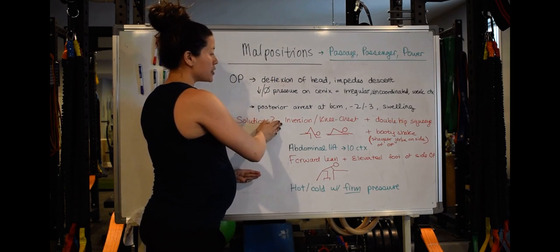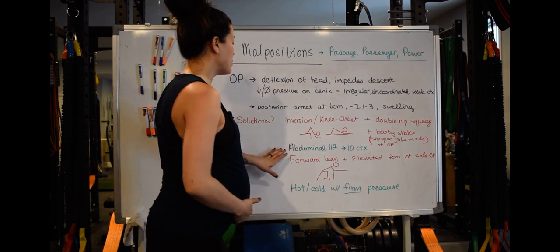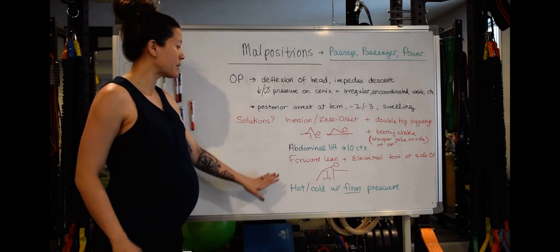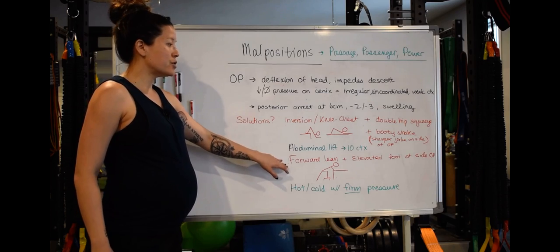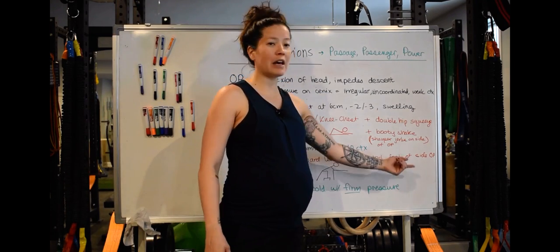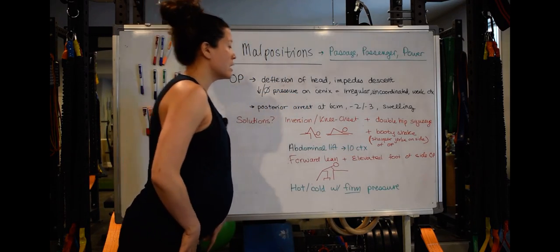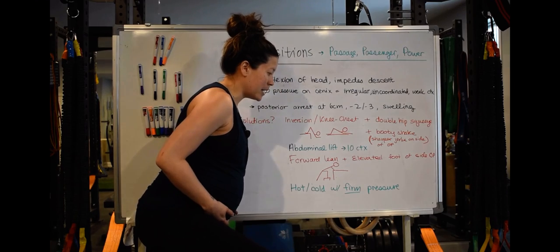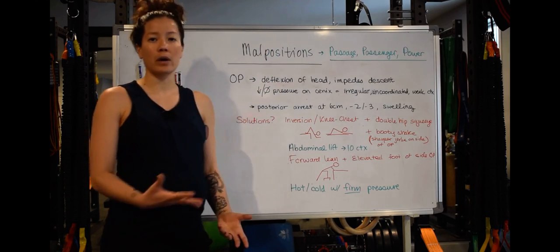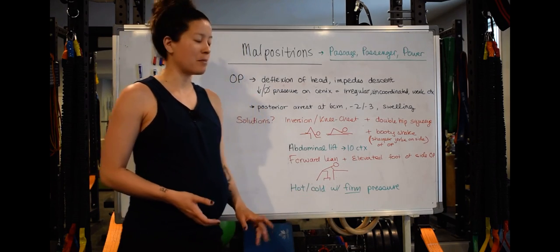So we would first start with this, and then we would move to this to then help baby engage. We would do this for about 10 contractions. Other things that you can do is a forward lean with an elevated foot on the side that the OP presentation is on. So if baby was OP to the right, leaning forward and then lifting that right foot onto something would help open that space more and help kind of tilt baby away from that side.